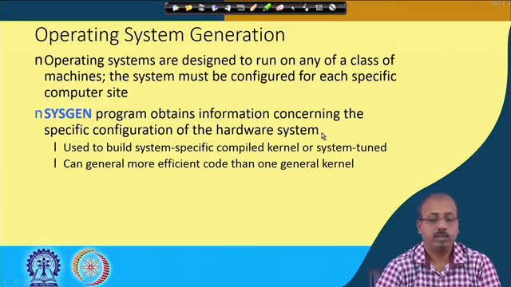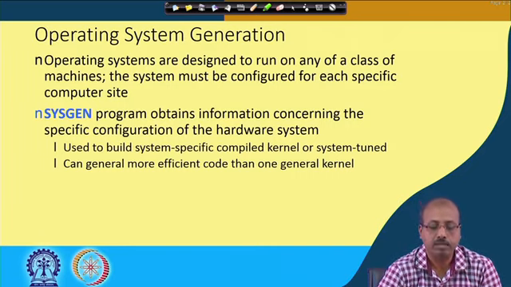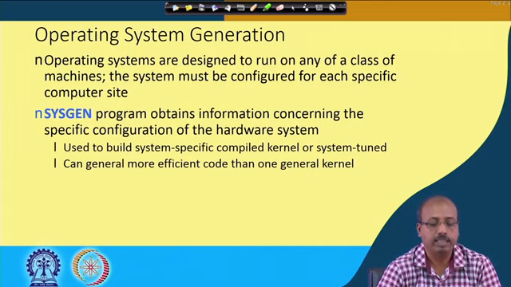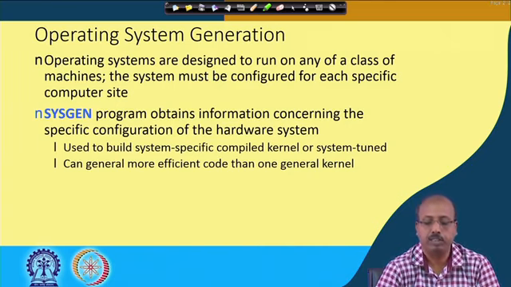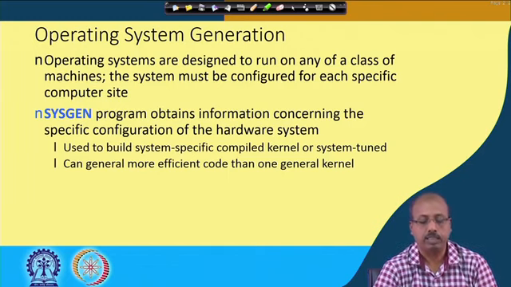Now, there are generations of operating systems. Operating systems are designed to run on any of a class of machines. The system must be configured for each specific computer site. There is a sysgen program that obtains information concerning the specific configuration of the hardware system. It is used to build a system-specific compiled kernel or system-tuned kernel, or it can also generate more efficient code than one general kernel.